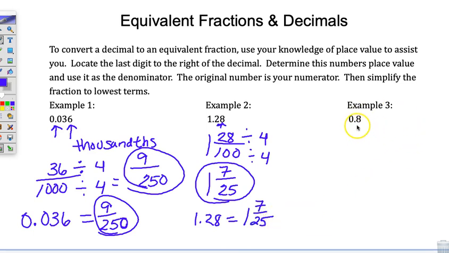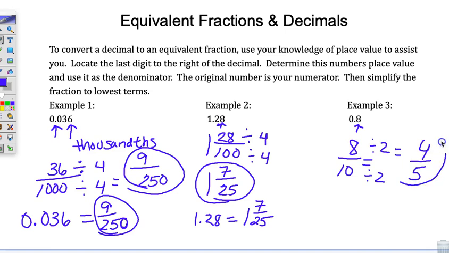In the last example, this 8 is in the tenths place value, so I just have 8 over 10 to begin with, but since both can be divided by 2, I'm going to divide the 8 by 2 and the 10 by 2, and I get 4/5. So for this one, 8 tenths is equal to 4 over 5, or 4/5.